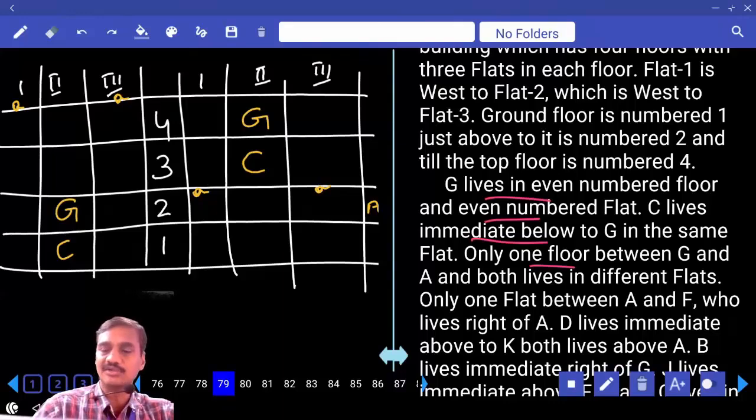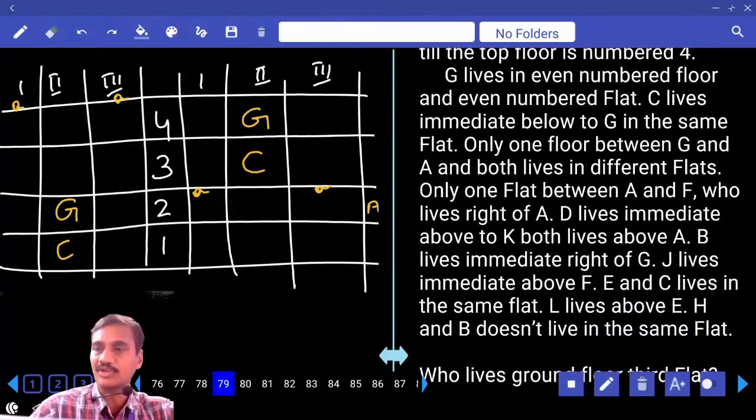And next one, only one floor between G and A, and both live in different flats, and only one flat between A and F. Between A and F, one flat is there, isn't it?